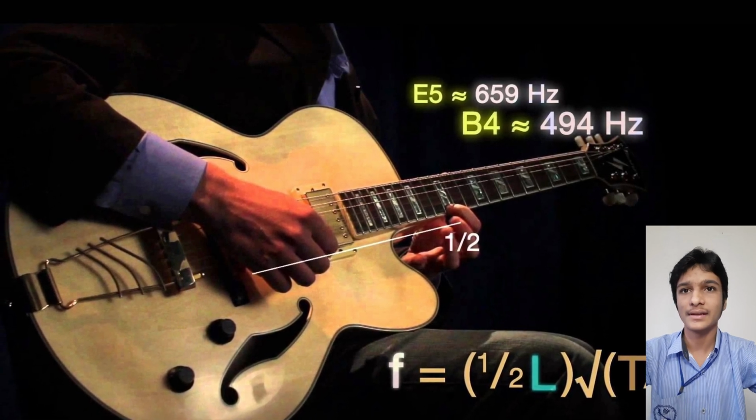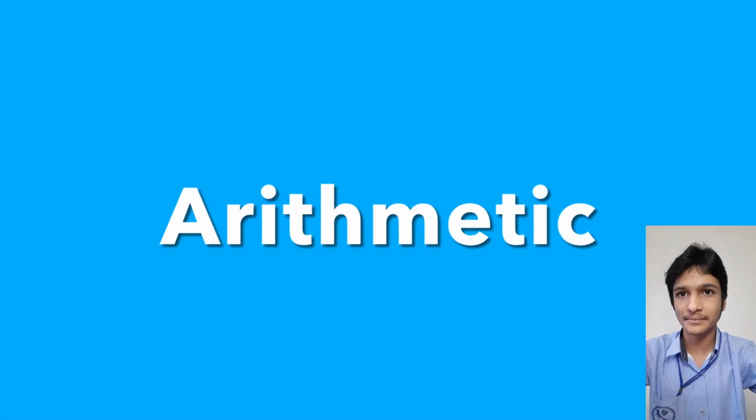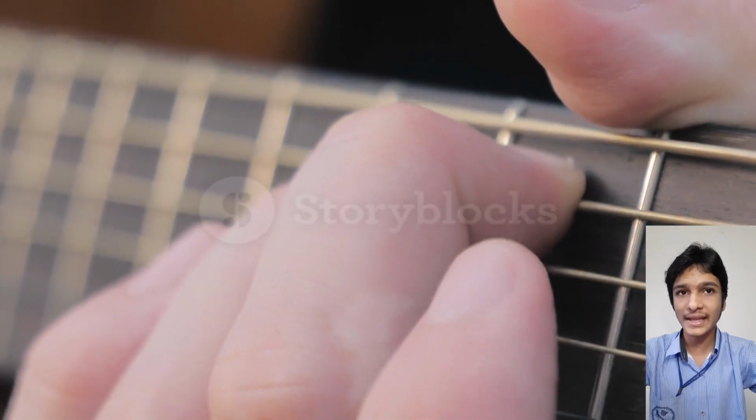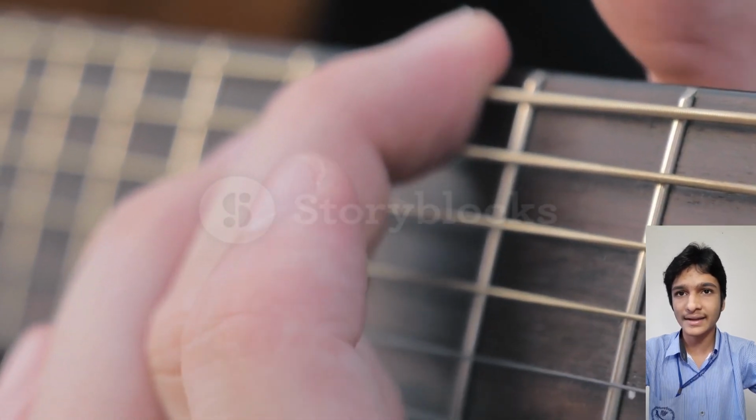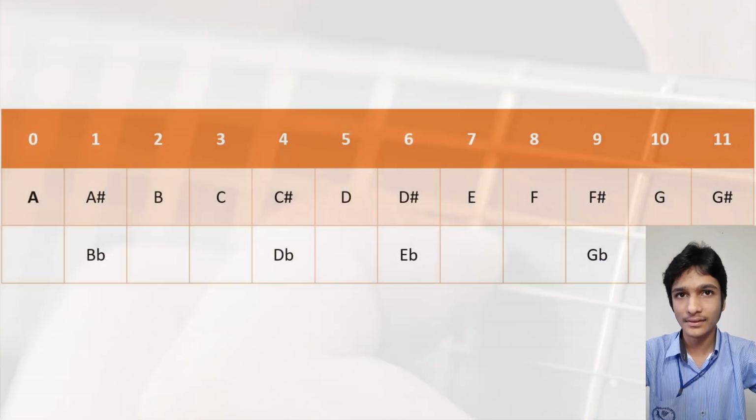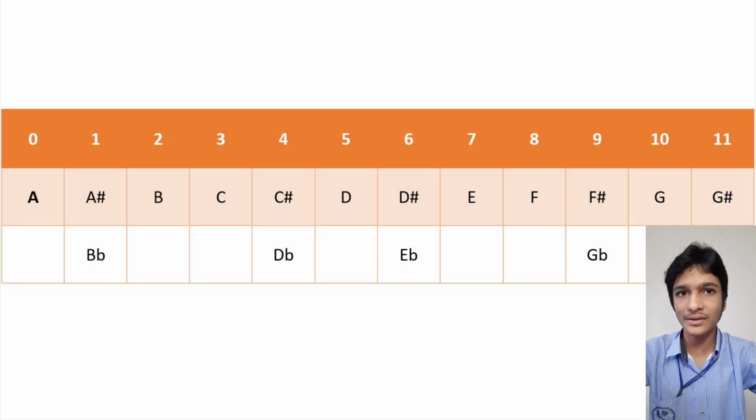Let's see. We begin with basic arithmetic. We can calculate the note of any given fret of a guitar just by adding its number and its string value, and then substituting it by the values given in this chart.